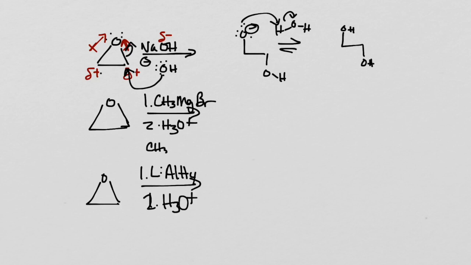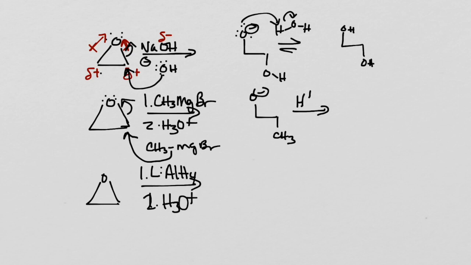So if we think about our Grignard, again, our carbon-magnesium bond is where our arrow is going to start. Open the epoxide, we're going to make O-, and our new bond with our methyl group. Then with our addition of acid, we're going to protonate our alcohol.